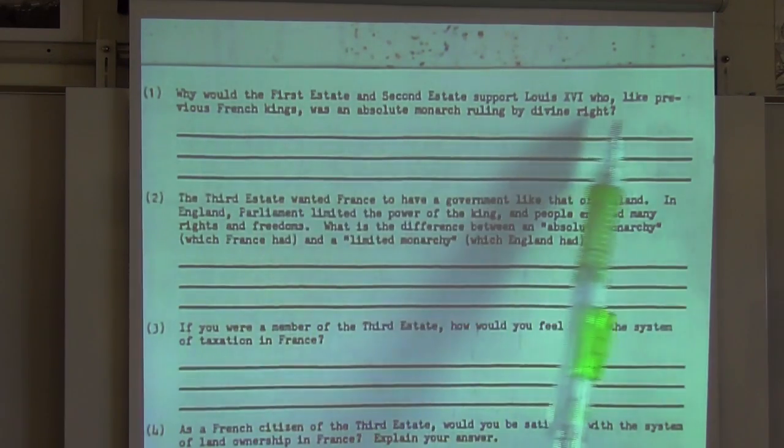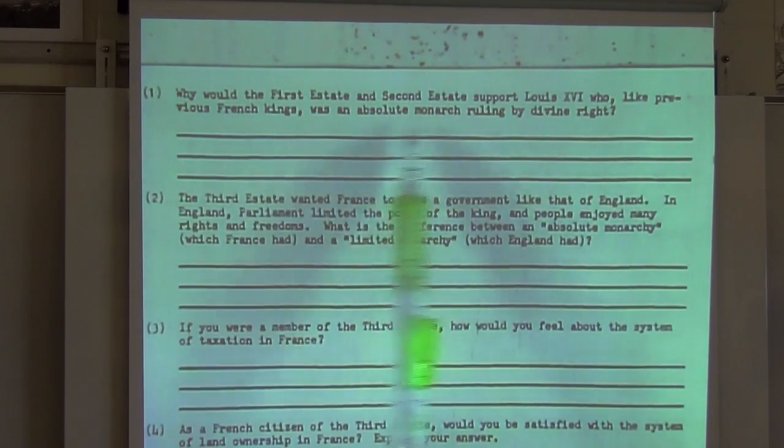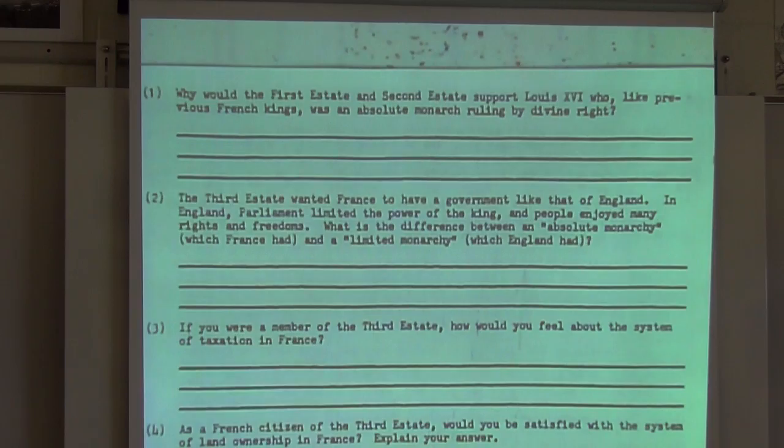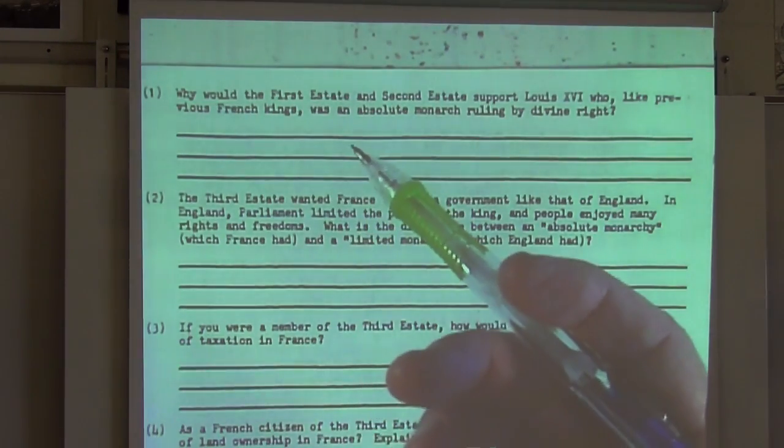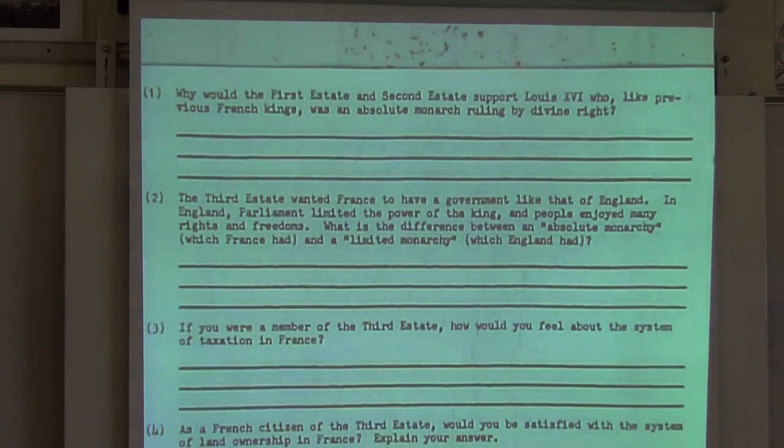Why would the First and Second Estate support Louis XVI, who, like previous French kings, was an absolute monarch ruling by divine right? This is not difficult, is it? They would support that because they had a good deal, didn't they? The way it was set up benefited the First and Second Estates. Okay? Why would they want change?